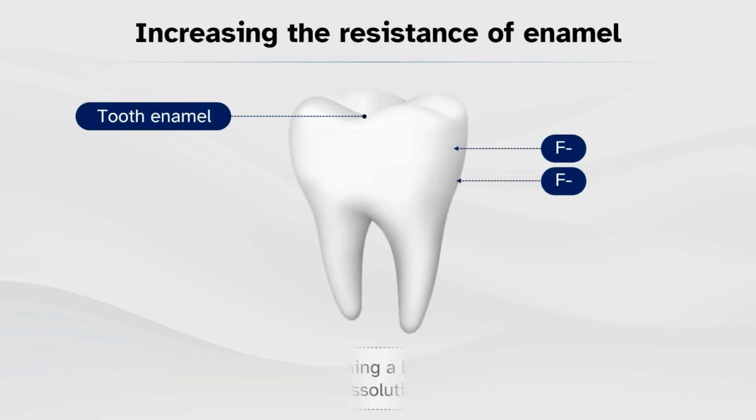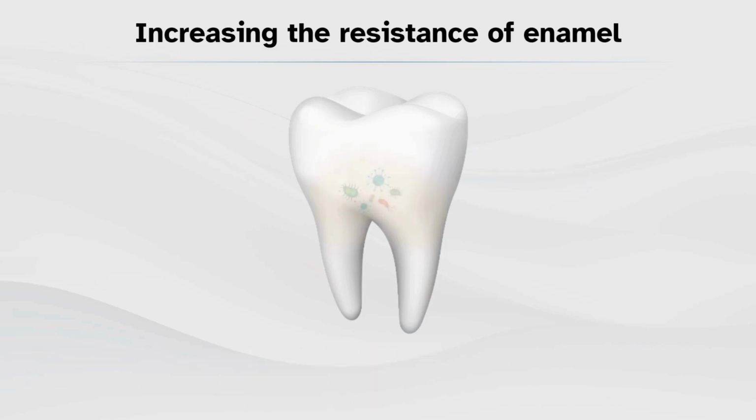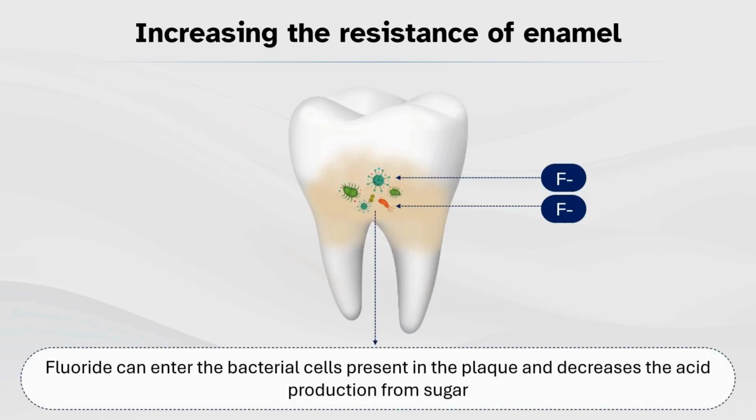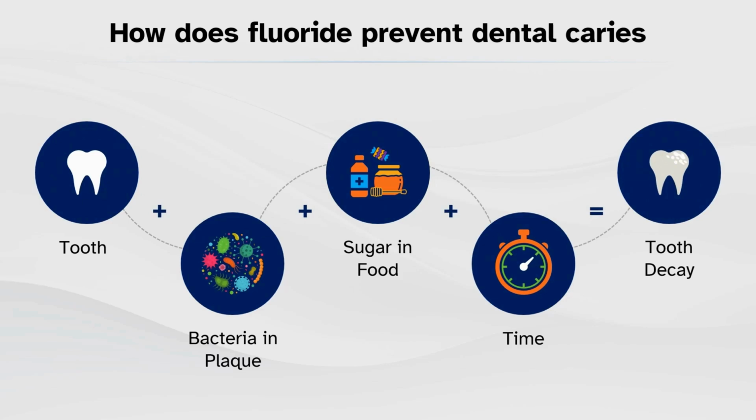Another way in which fluoride prevents dental caries is by forming a layer on the enamel and increasing the enamel's resistance to dissolution during the acid attack. Fluoride can also enter the bacterial cells present in the plaque and decreases the acid production from sugar. This decrease in acid production protects teeth from occurrence of dental caries. Thus, fluoride works on 2 of the 4 factors, tooth and bacteria, to prevent dental caries.